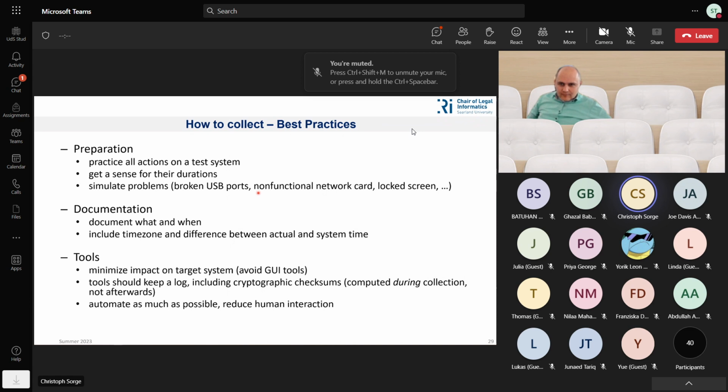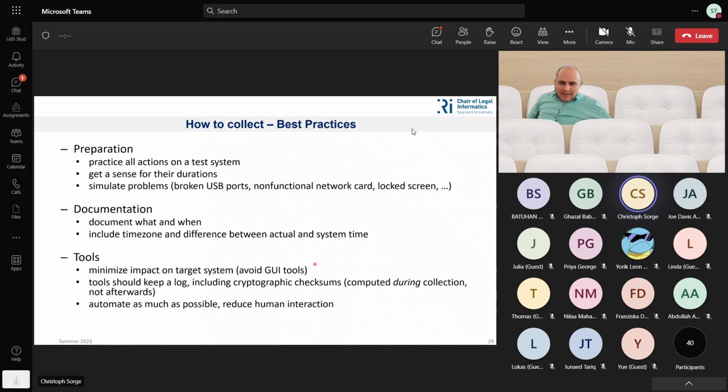As usual for forensics processes, documentation is important. Document what you did, when you did it, and include the time zone and the difference between the actual time and system time, once again, to be able to match timestamps later on.